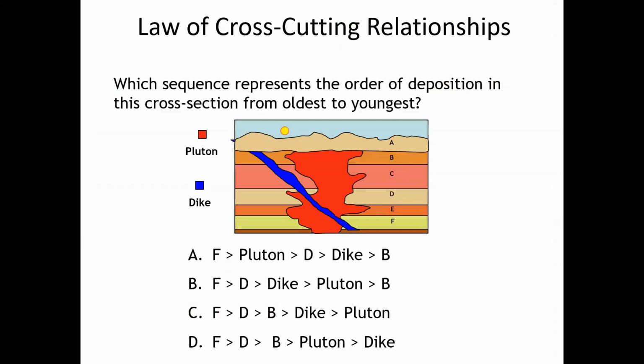The law of cross-cutting relationships, I'll illustrate here. And we had said that things that cut across other things must be younger than those things, or else they wouldn't have had anything to cut across. So judge for yourself, looking at this somewhat complicated picture, but which really is pretty common when you look at the geology out west. Which sequence represents the order of deposition in this cross section from the oldest to the youngest? Because the blue dike and the red pluton cut across a bunch of things, right? These are igneous rocks. So the principle of superposition isn't going to help us much because they can form from below.